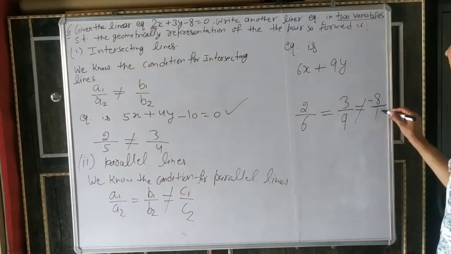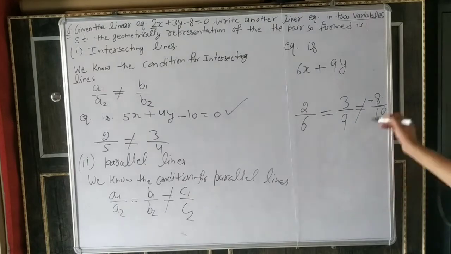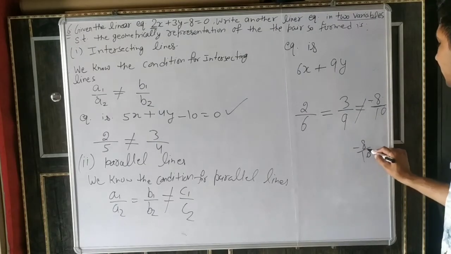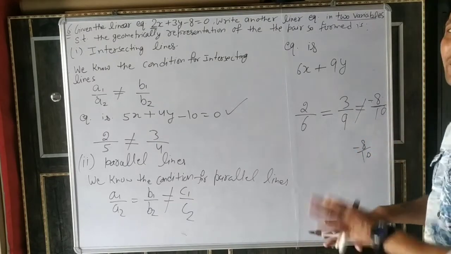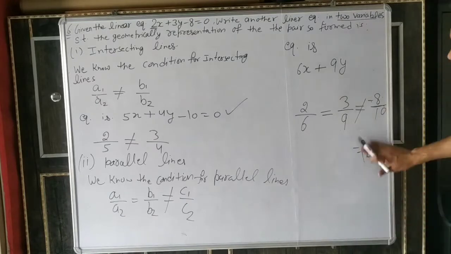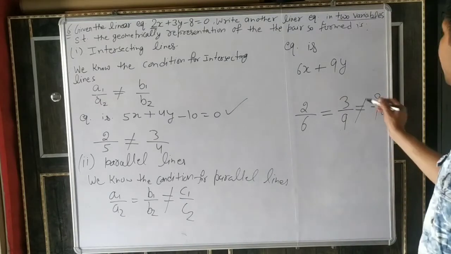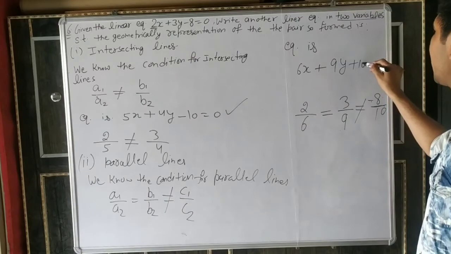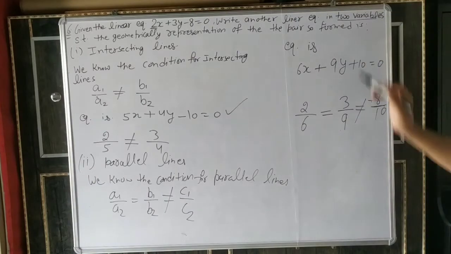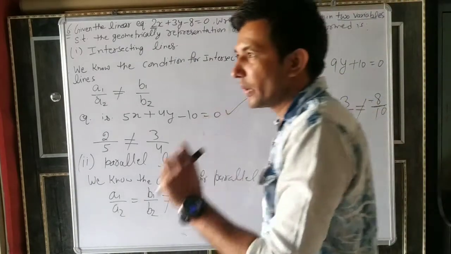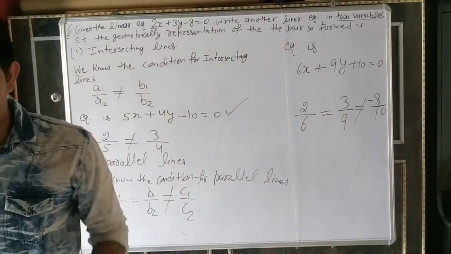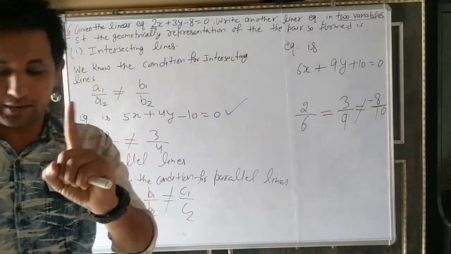What number? 10 you can take. It's enough, because minus 8 by 10 is a negative number and the other is positive. They will never become equal. So you can write it as 10y plus 10 equal to 0. So it is the second equation. Same as this, the third part you will do yourself.